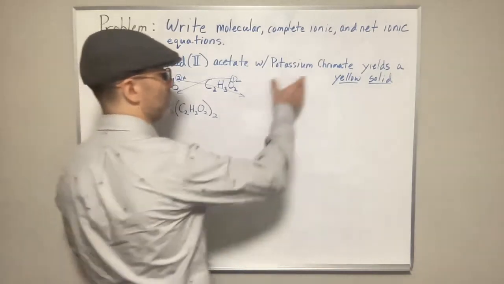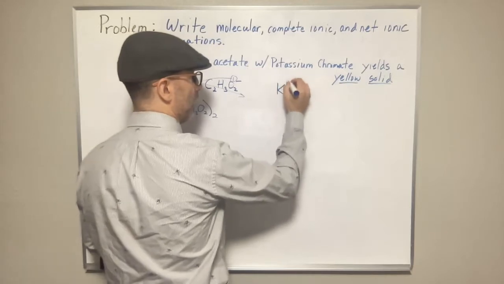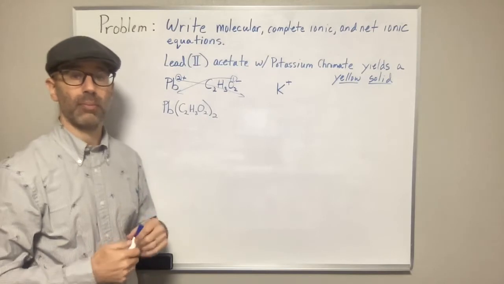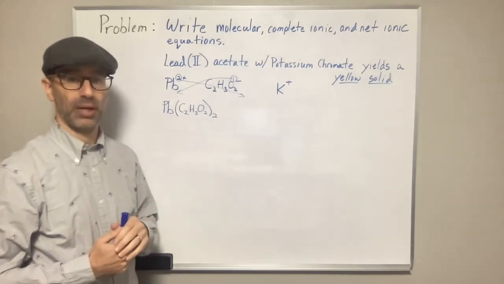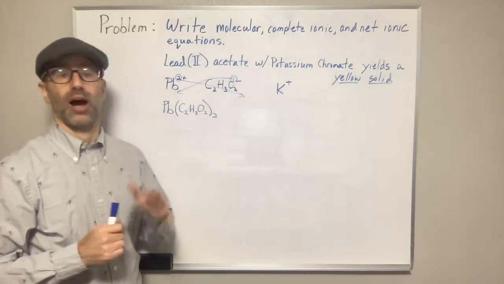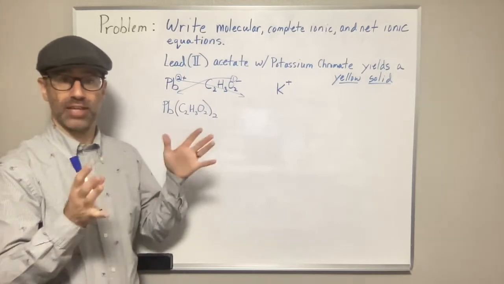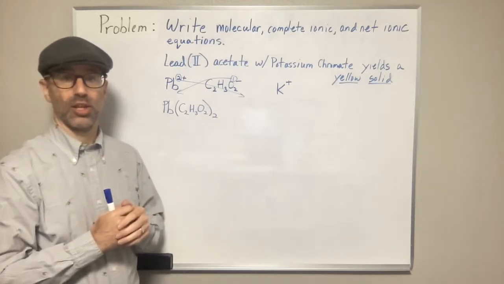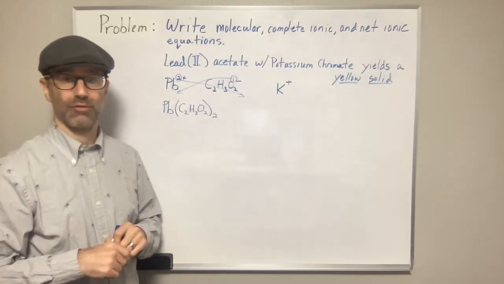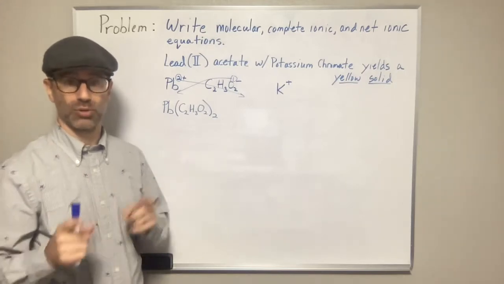Next would be my potassium chromate. Potassium is a K, and it has a +1 charge because it's in group 1. Remember, if you're a group 1 element, then you're going to have a +1 charge. The rule is that if you're in groups 1A, 2A, or 3A of the main group elements, then your charge is going to be equal to the number of the group you're in. So positive charge equals group number.